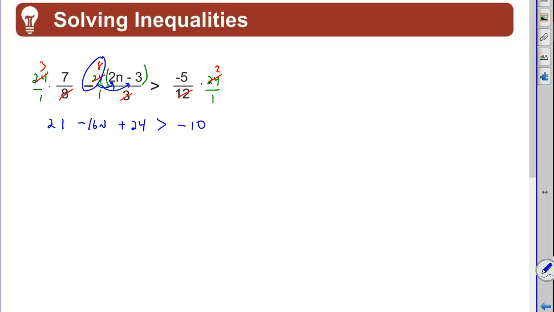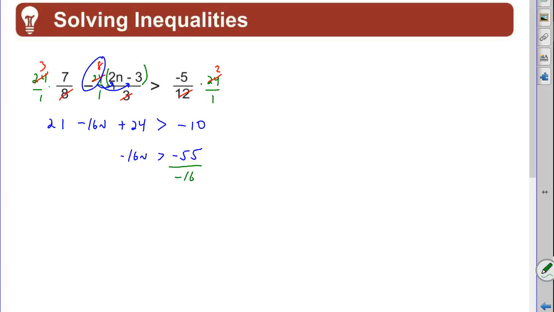All right, no problem now. Let's just finish moving things. So really I have what, a 45, so I got to add negative 45 to both sides. And when I add a negative 45 to both sides, I get a negative 55. Not a problem. Let's move that negative 16, so I'll divide both sides by negative 16.